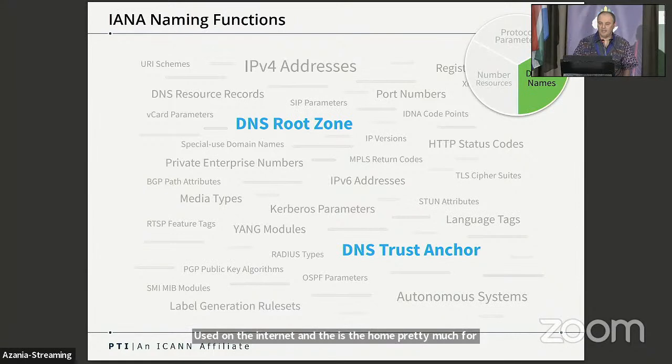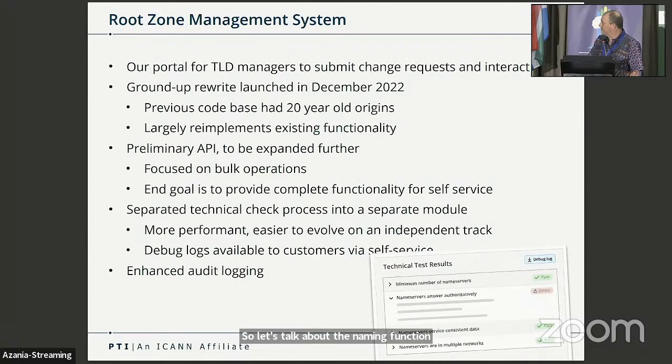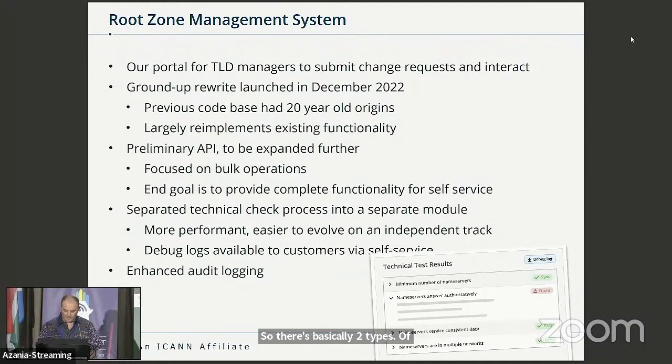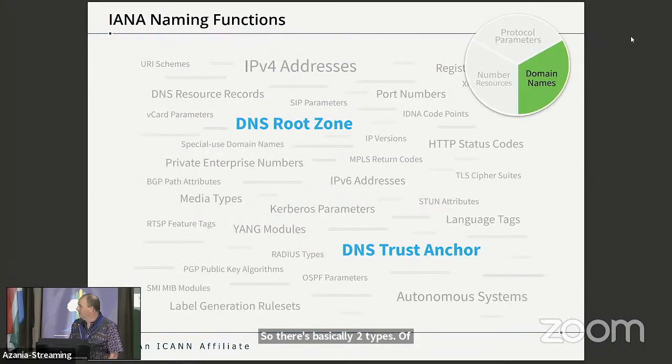So let's talk about the naming function. There are basically two types of activities we do in the naming function. One is root zone management, where all the TLDs are registered. And the other is the function of signing the root zone, what we call the DNS trust anchor.